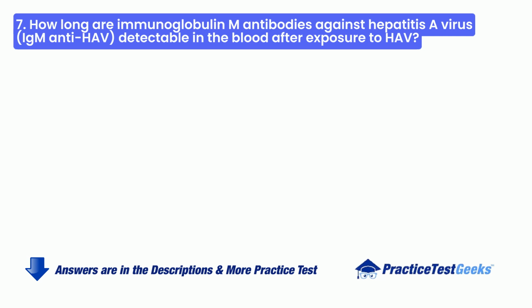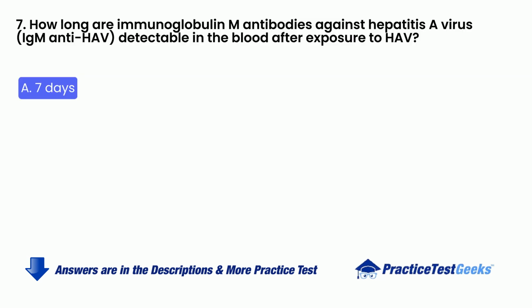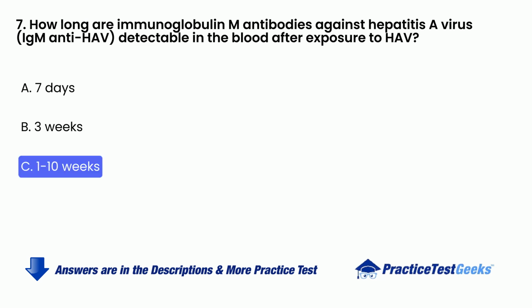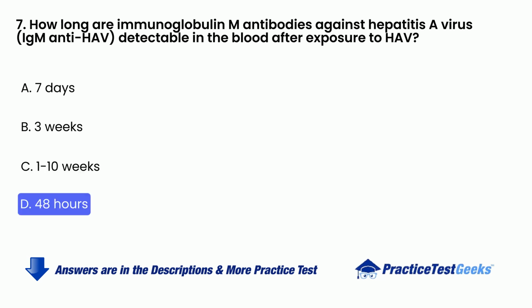How long are immunoglobulin M antibodies against hepatitis A virus detectable in the blood after exposure to HIV? A. 7 days. B. 3 weeks. C. 1 to 10 weeks. D. 48 hours.